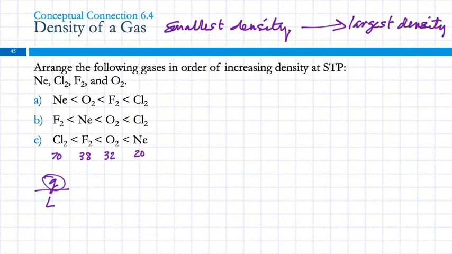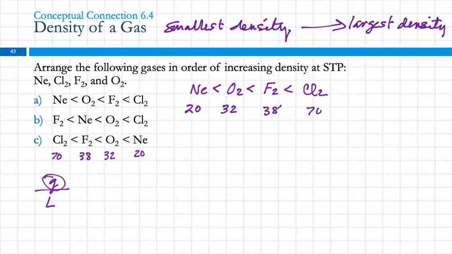So the smallest density will be which element? Neon. And the largest will be chlorine. And then from neon, who's the next largest? Oxygen, and then fluorine. So neon is smaller than oxygen, which is smaller than fluorine, which is smaller than chlorine. This was about 20, 32, 38, and 70.